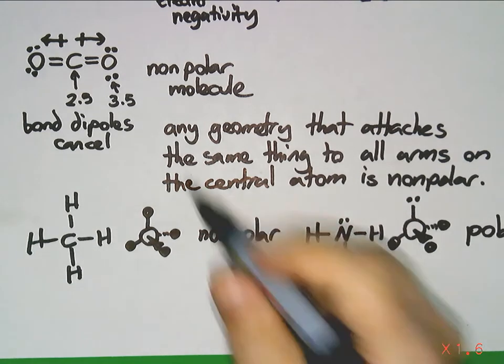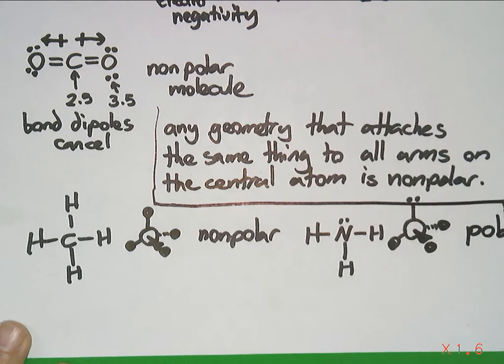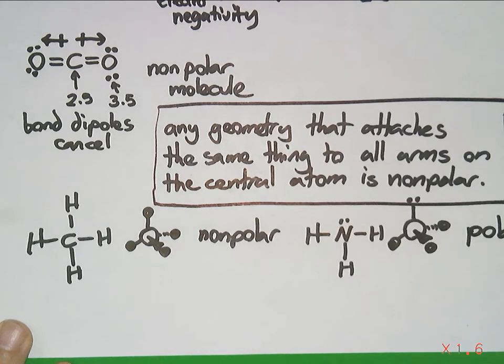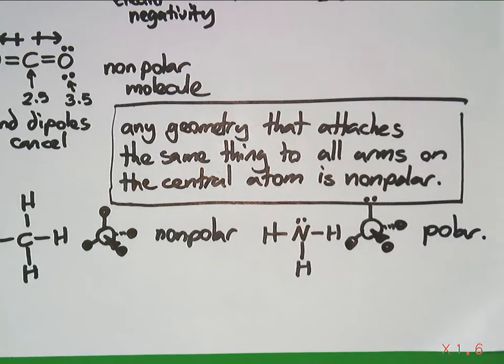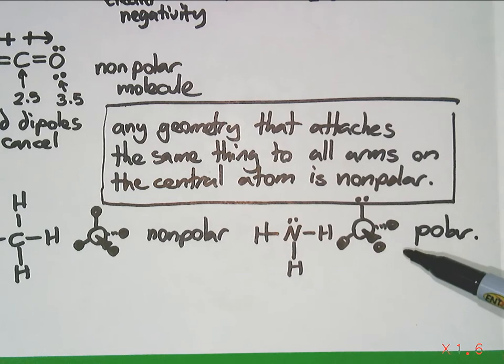Now, if you use this rule, you can recognize a lot of nonpolar molecules, and you can recognize a lot of polar ones too. This rule alone will let you classify most simple molecules as polar or nonpolar. But you know, things are not always so easy, right? Let me give you some exceptions to that rule.